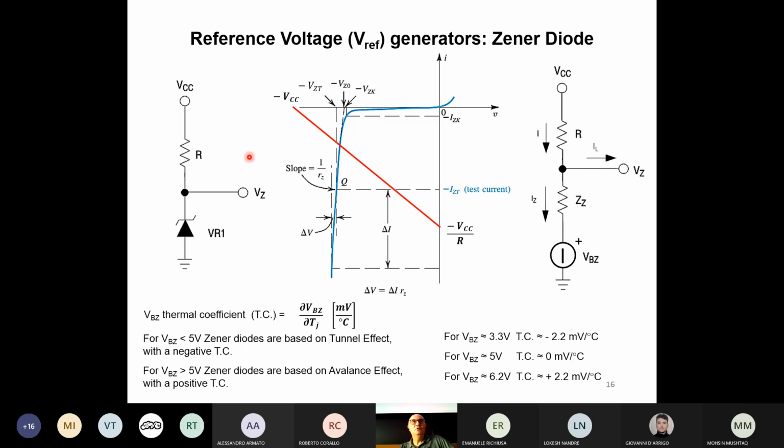It's simple. And what is the easiest way to use a Zener diode? Simply, we put a resistance on top of the Zener diode. We put a VCC between the resistance and the ground, and then we take the voltage across the Zener diode. That's the easiest way to have a reference voltage.